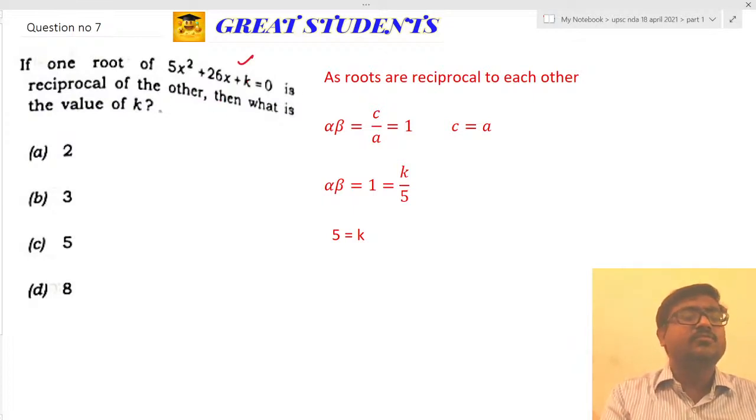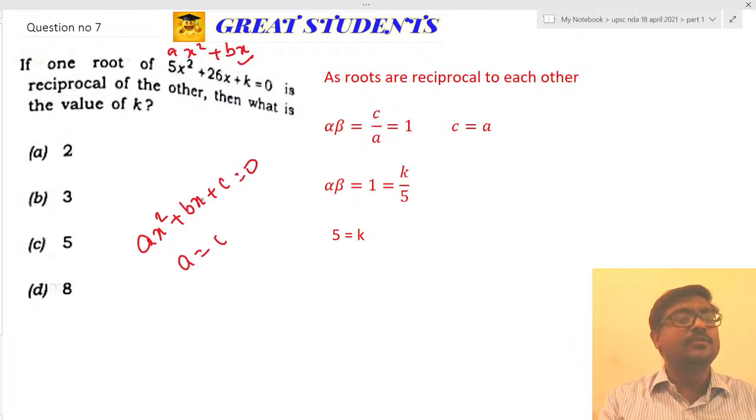For this quadratic equation, one root is the reciprocal of the other root. What is the value of k? That is the question, right? Generally, in any quadratic equation ax square plus bx plus c equal to 0, when one root is the reciprocal of the other, we can directly say that a equals c. Always, we will prove it. That means when a is 5, c must also be 5, so k equals 5. Theoretically, we can finish the sum fast. Option C is the right answer.